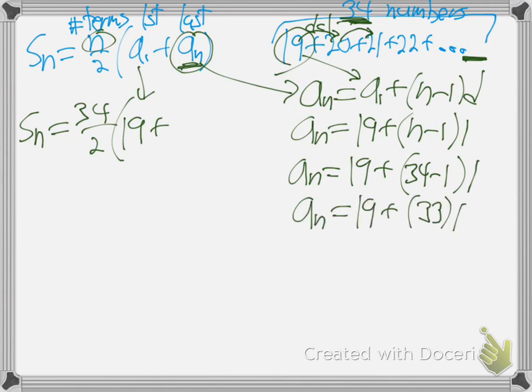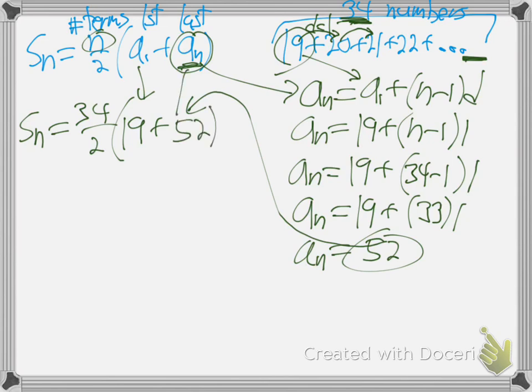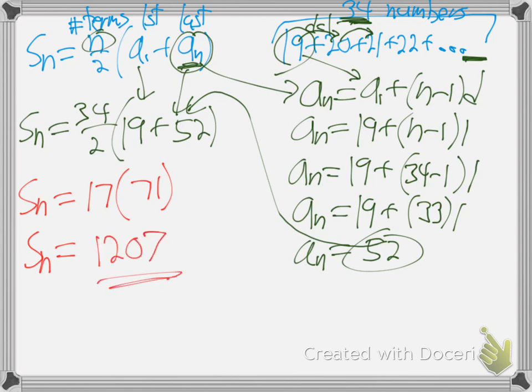19 plus 33 times 1. Add that up. That's an A. 33 into 53, 52. So there it is. Take that, bring it back here. 52 is your A sub n. Now we can finish this problem. This is 17 times, what is that? 71. 17 times 71. 1,207 seats in Drury Lane Theater.